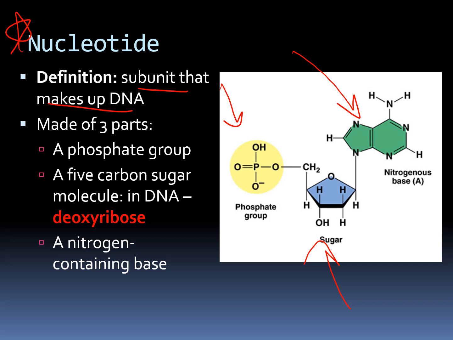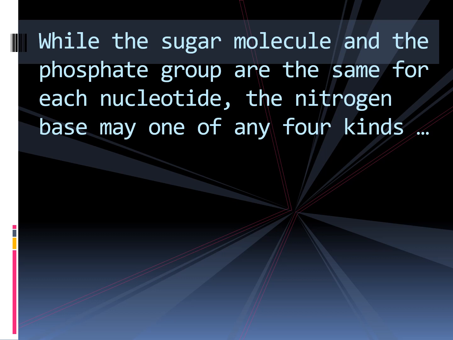So in DNA, this sugar molecule is called deoxyribose. And actually that's where the name DNA comes from. Deoxyribose nucleic acid. So while the sugar molecule and the phosphate group are all the same for each nucleotide, the nitrogen bases can be one of a few kinds.